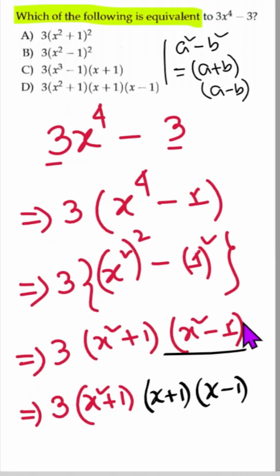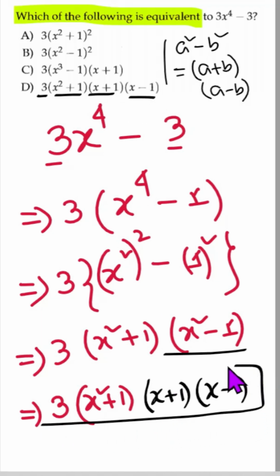Now we will check. Look, number D, here is 3 times (x squared plus 1) times (x plus 1) times (x minus 1). So here is the same thing. So our required answer is number D.